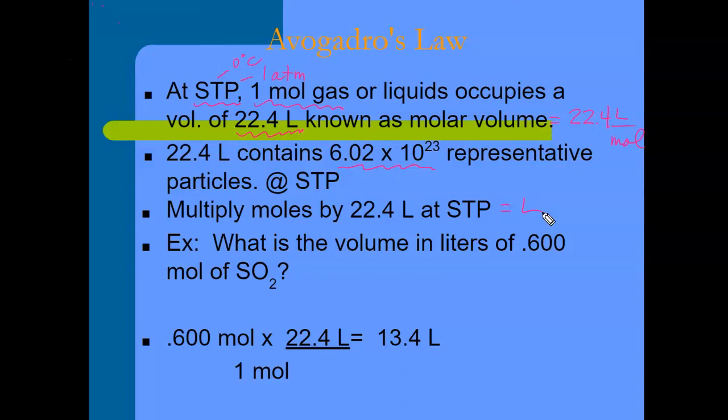So the example here is: What is the volume in liters of 0.600 moles of SO2? So multiply by molar volume. Remember that this is part of the denominator here. The moles will cancel and we'll be left with liters, just like it shows. So to find liters from moles, you multiply by the molar volume.